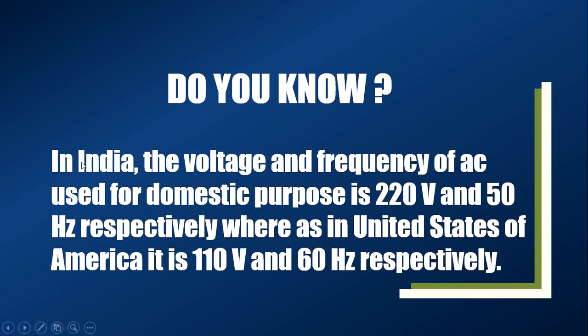In India, the voltage and frequency of AC used for domestic purposes is 220 volts and 50 hertz respectively. Whereas in the United States of America it is 110 volts and 60 hertz.